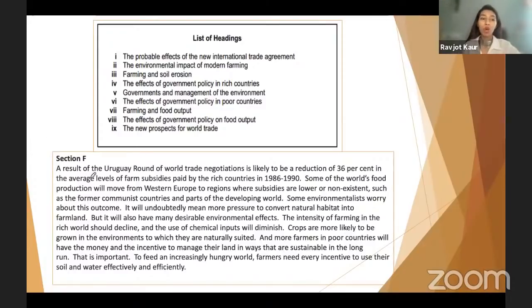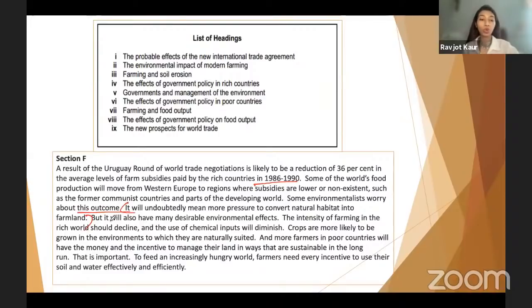A result of this Uruguay round of world trade negotiations is likely to be a reduction of 36% in the average levels of farm subsidies paid by the rich countries. Some of the world's food production will move from Western Europe to regions where subsidies are lower or non-existent, such as the former communist countries and parts of the developing world. Some environmentalists worry about this outcome. It will undoubtedly mean more pressure to convert natural habitat into farmland.